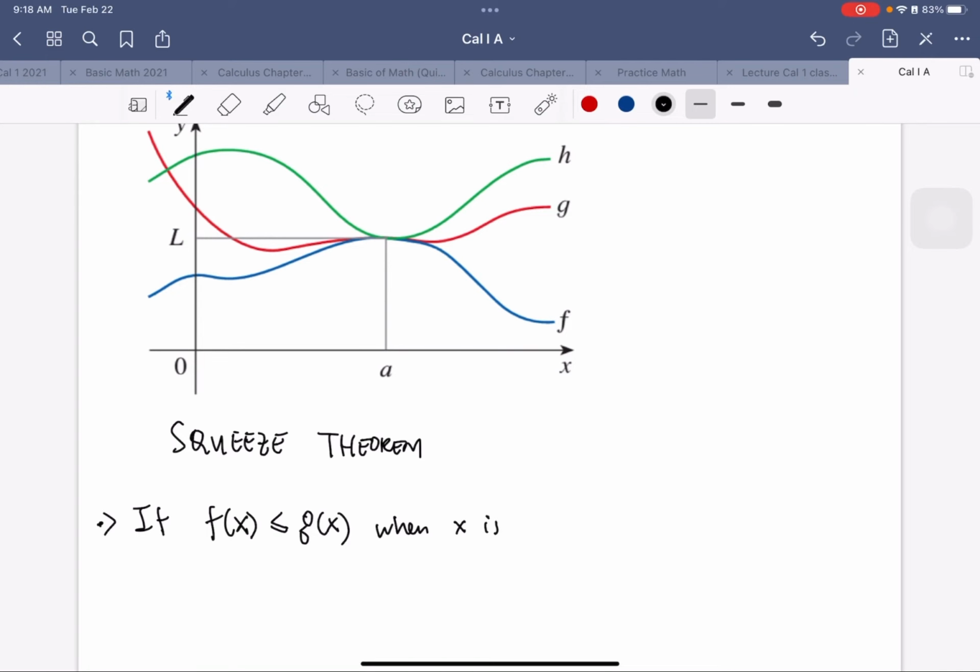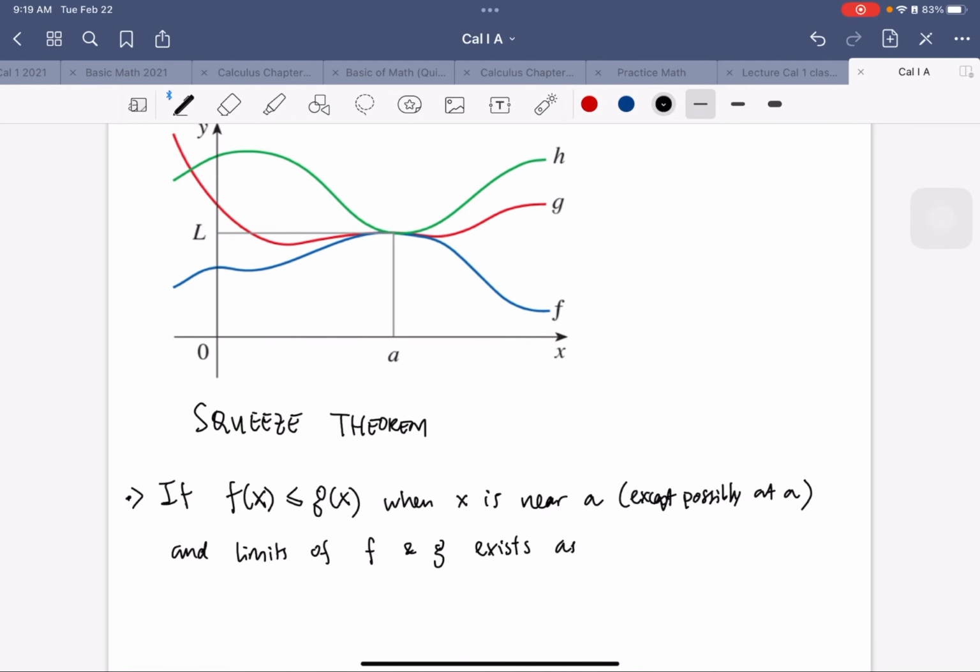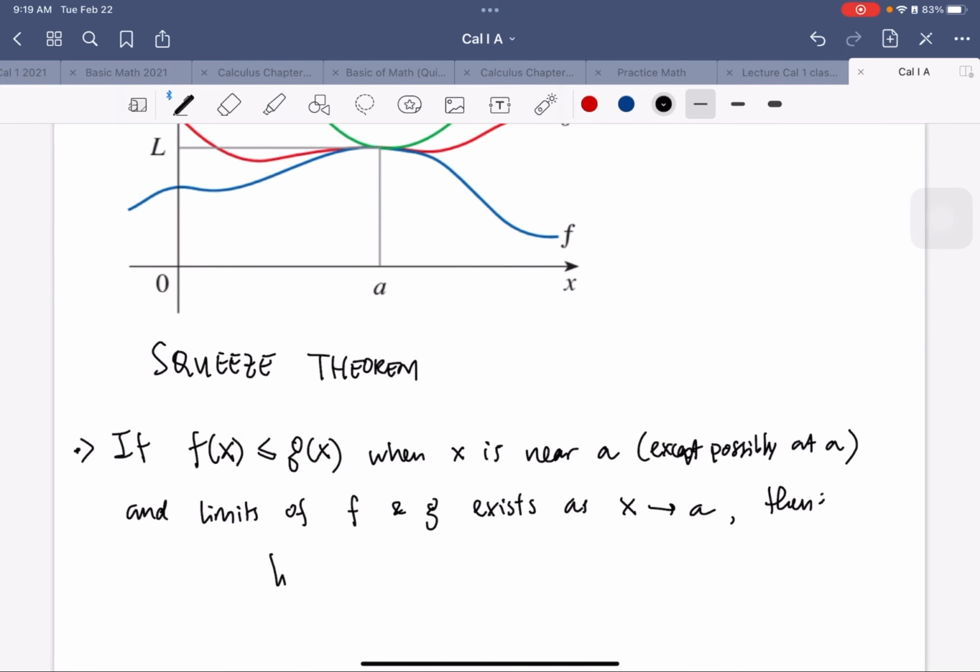When x is near a, except possibly at a, and the limits of f and g, let's say, exist as x approaching a, then we can say that this is our first idea.